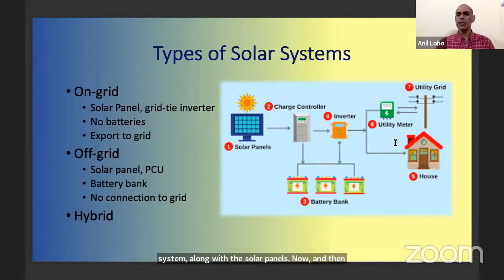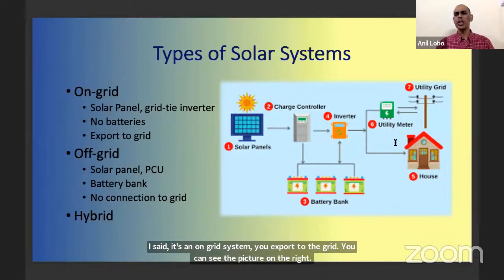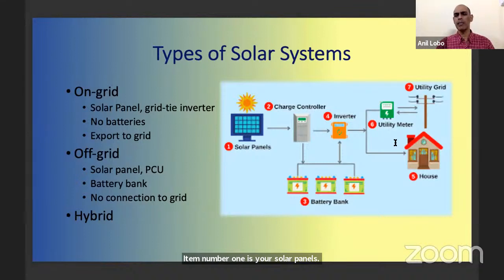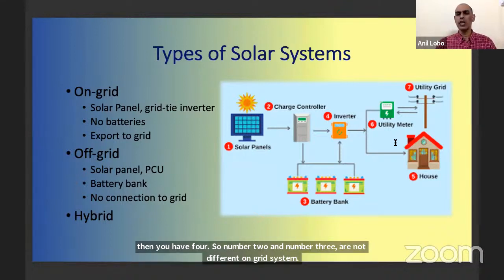Now, on an on-grid system, you do not have batteries. Like it says, it's an on-grid system. You export to the grid. You can see the picture on the right. Item number 1 is your solar panels. Item 2 is your charge controller, which is right there in the middle. And then you have an inverter, which inverts your DC current to an AC current. Now, you do not have the item number 2 for an on-grid system. So you have 1 and then you have 4. So number 2 and number 3 are not there for an on-grid system. You will have number 6, which is a utility meter.